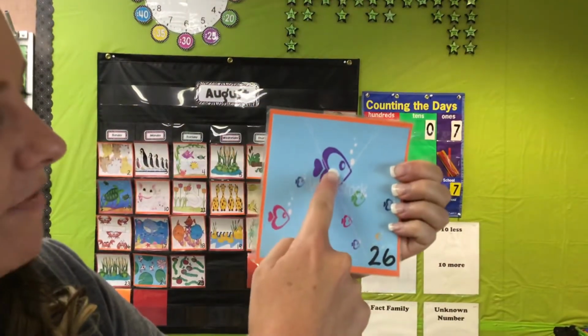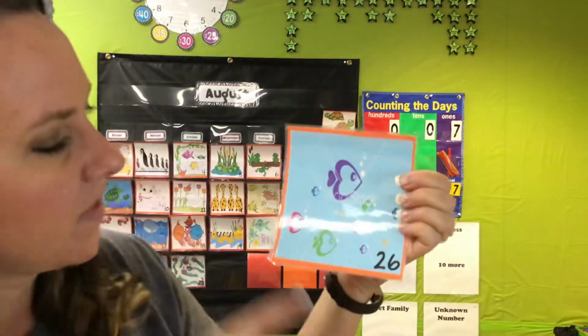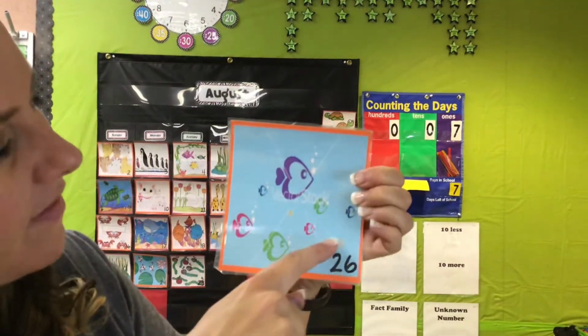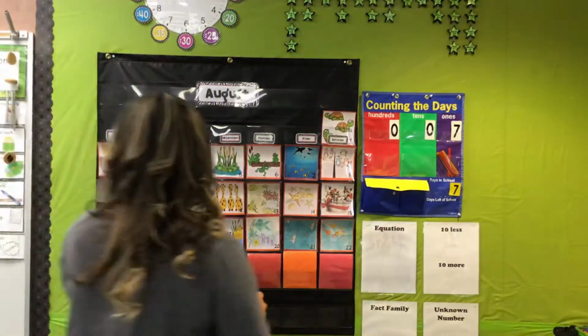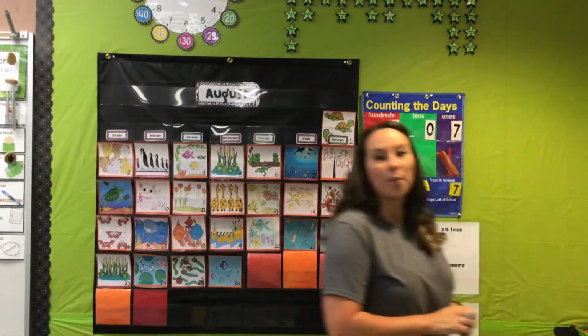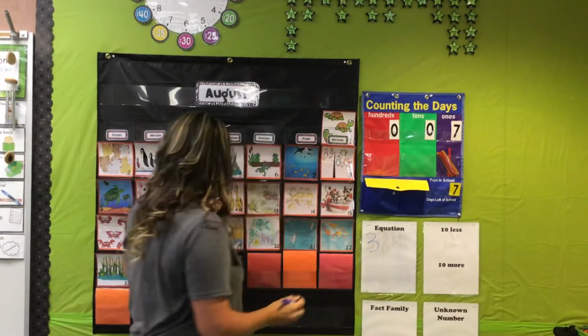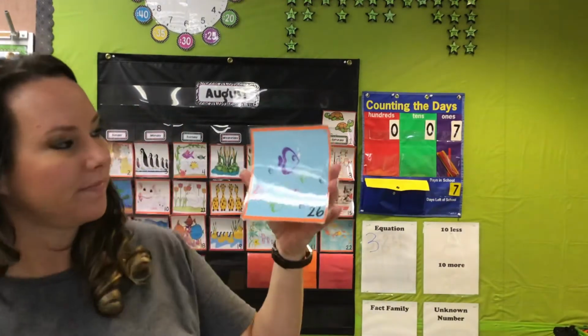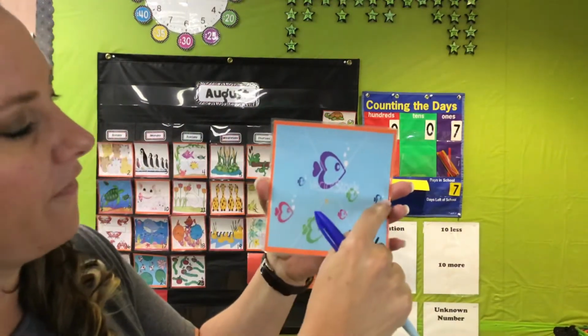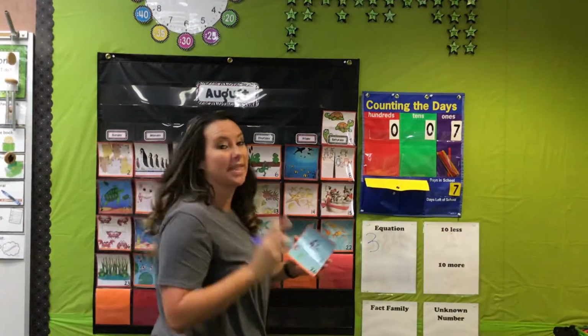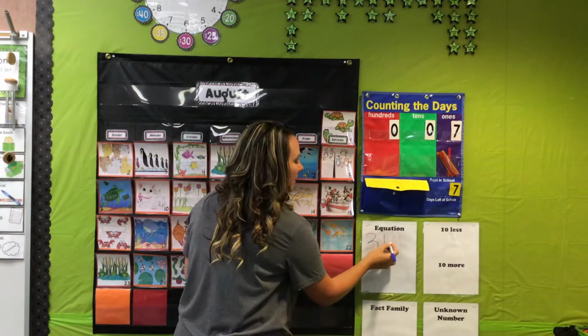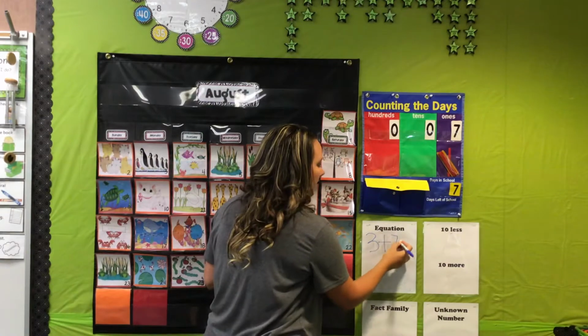Let's see. It looks like we kind of have 3 bigger fish and 1, 2, 3, 4, 5, 6, 7 smaller fish. Let's do that equation. We have 3 big fish. Let's make sure we have it right on here. And 1, 2, 3, 4, 5, 6, 7. Remember that keyword? And means plus 7 smaller fish equals how many fish do we have in all?